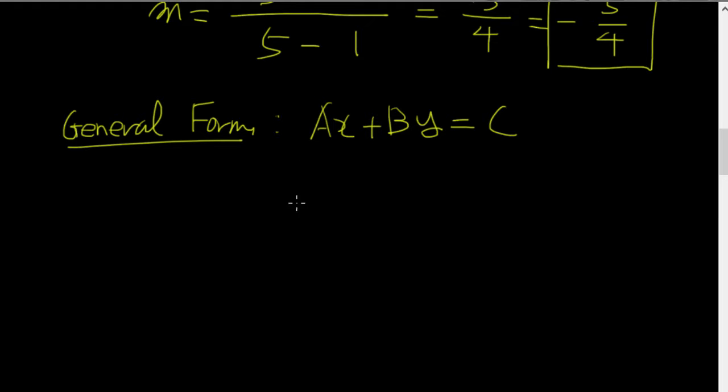So, for example, something like 2x minus 4y equals 10. Something like this. A, B, C is just a number. So this is what we call the general form. Another form that I want you to understand, and also memorize, is what's called point-slope form.